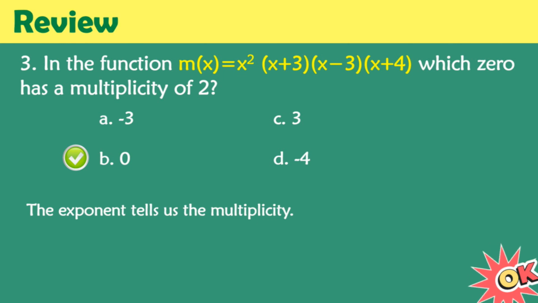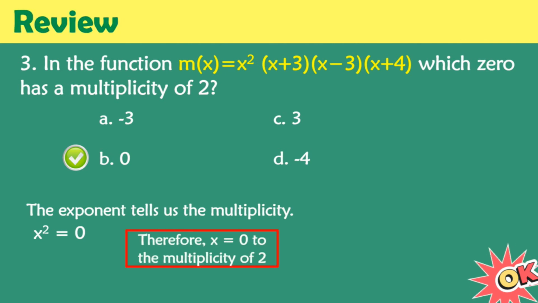The exponent tells us the multiplicity. X squared is equal to 0. Therefore, x is equal to 0 with a multiplicity of 2.